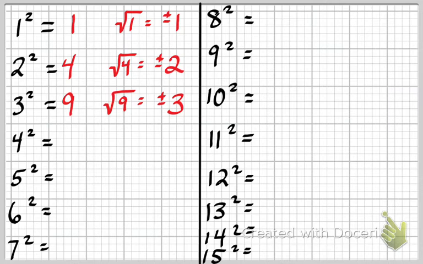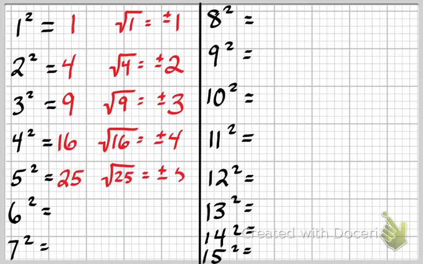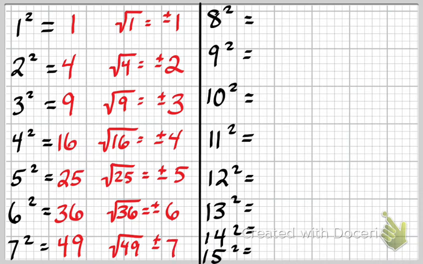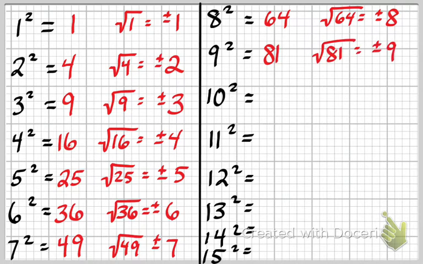The square root of that something goes back to that number times itself. So we're going to continue on here and just keep filling this out. If you know these, you can work ahead. That's totally fine. We know 4 squared is 16. That means the square root of 16 is plus or minus 4. 5 squared is 25. 6 squared is 36. So the square root of 36 is plus or minus 6. 7 squared is 49. Keep on working. 8 squared is 64. Square root of 64 is plus or minus 8. 9 squared is 81. Square root of 81 is plus or minus 9.